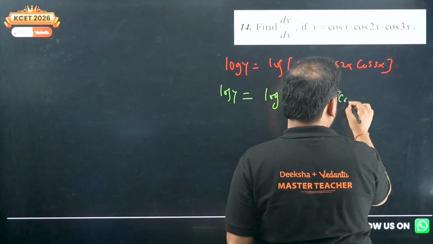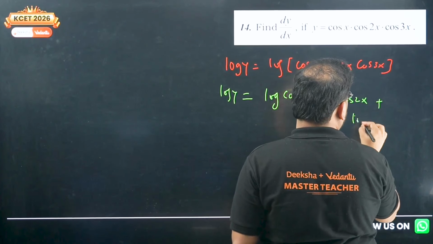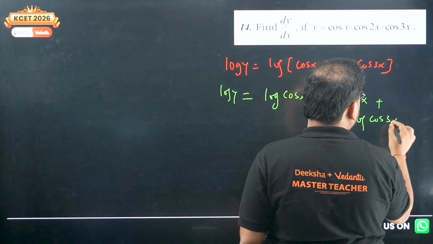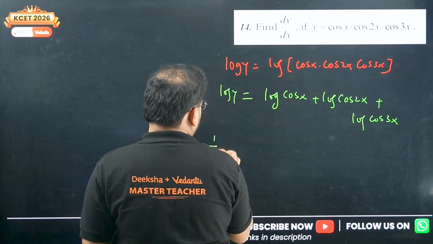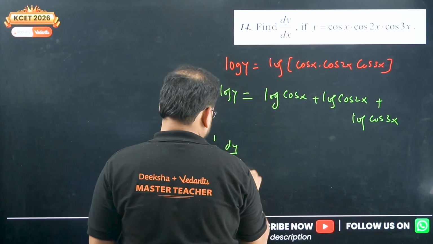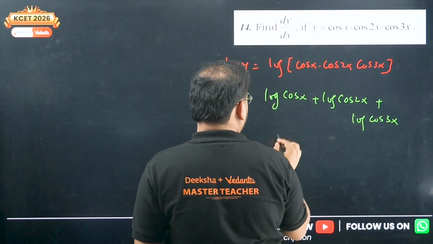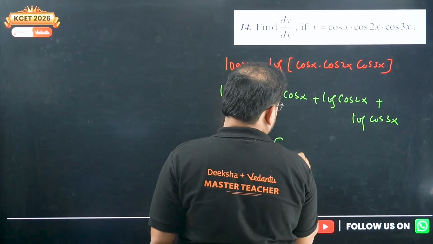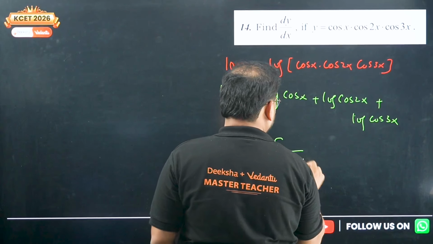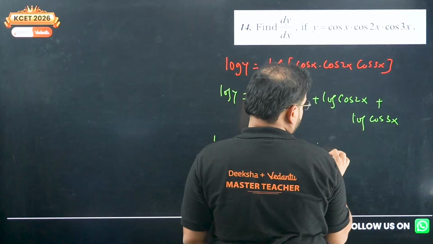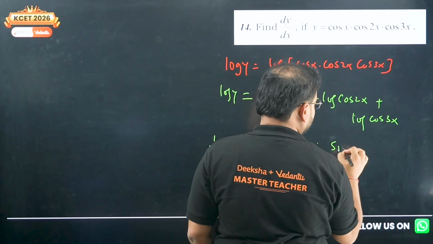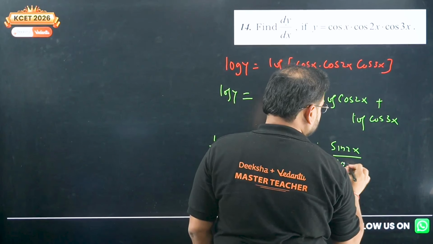Log b plus log c. Differentiated now. So I get 1 by y dy by dx equals, we'll have over here the derivative of log cos. So 1 by cos x, and we'll have the derivative of cos as minus sin x, no? Minus sin x. Okay, directly I wrote. Yeah, minus sin x. Same over here we'll have again minus sin 2x upon cos 2x.